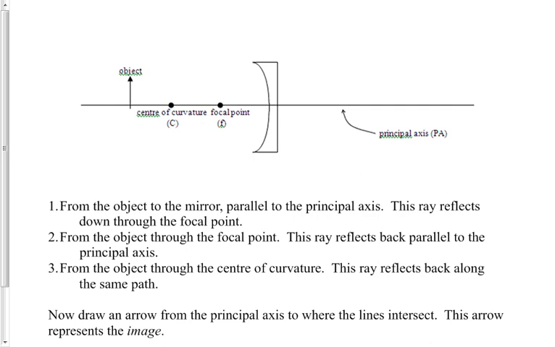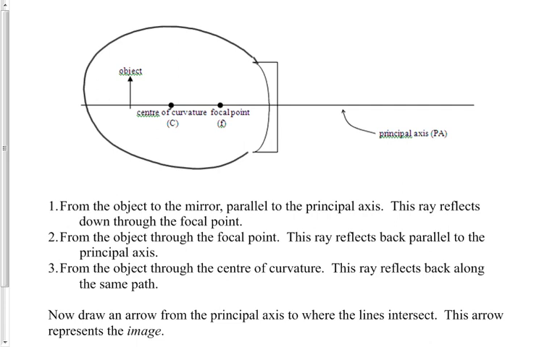Now, we got another point that we want to label here as well. We call it the center of curvature. The center of curvature is if we drew a complete circle here, then the center of curvature would be literally the distance from the center of the circle to the mirror. Now, what's interesting about this is that the focal point is exactly 1/2 of the center of curvature, always.